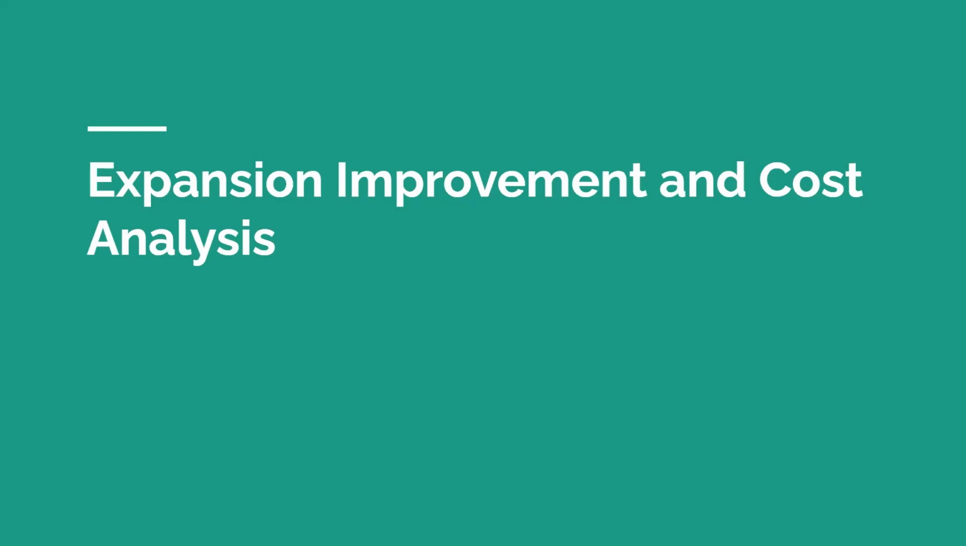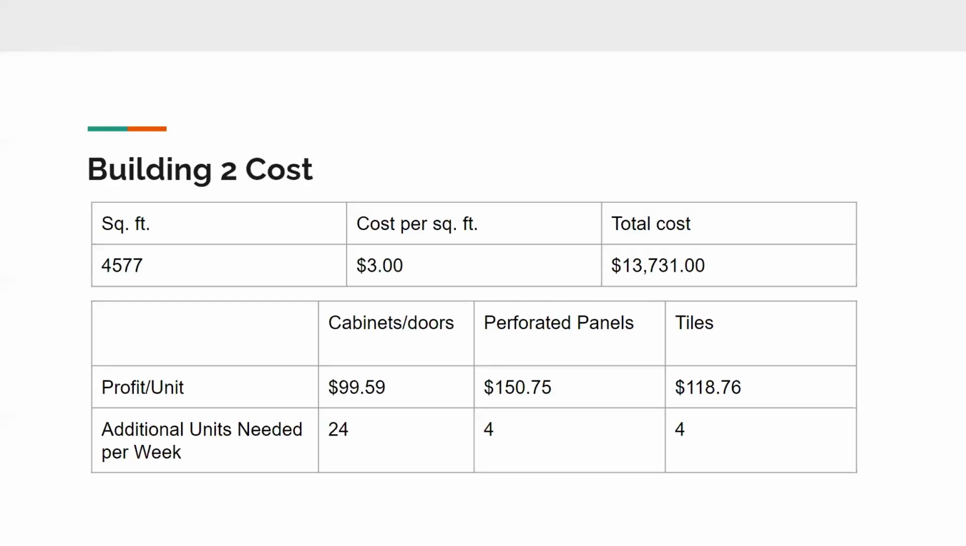In order for this expansion to make sense, they would have to be able to make up for it with product produced. The building that they are looking to expand to is roughly 4,600 square feet, being rented out at $3 a square foot. This gives us a monthly rent of close to $14,000.